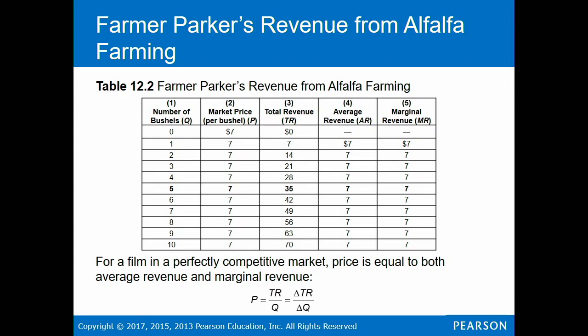Likewise, the marginal revenue is going to be $7 because each time we're moving from 7 to 14 to 21, we're increasing by 7 as we sell 1 more bushel. So 7 divided by 1 is 7. So we see the price is equal to average revenue is equal to the marginal revenue.